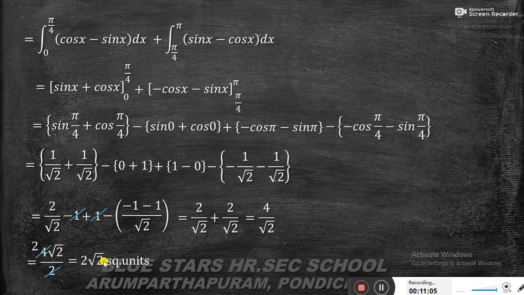This is the square units. Or multiply and divide by root 2 by root 2, so root 2 by root 2 means 4 root 2 by 2. So we divide 4 by 2, so 2 root 2. This is the answer, 2 root 2 square units. This is the answer for the area between the curve.